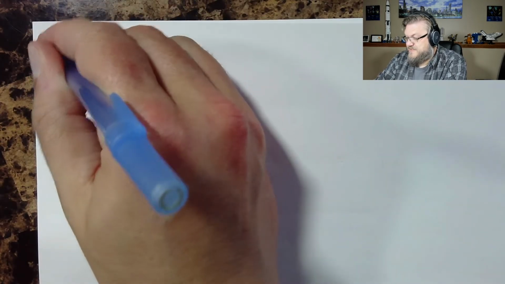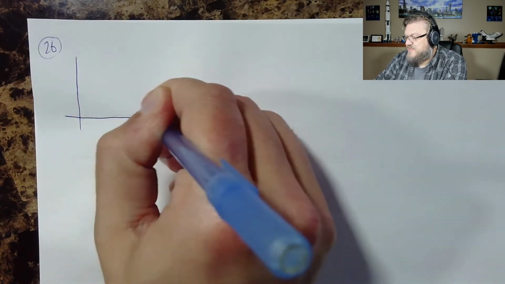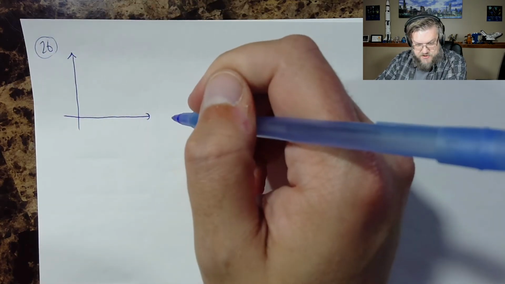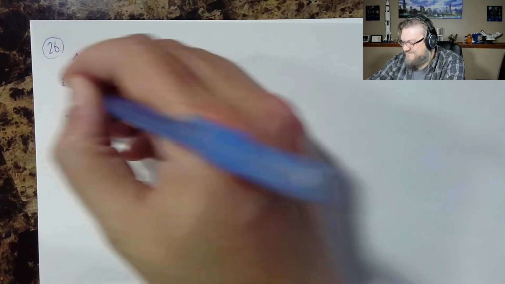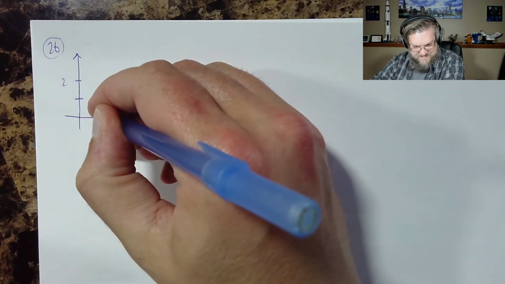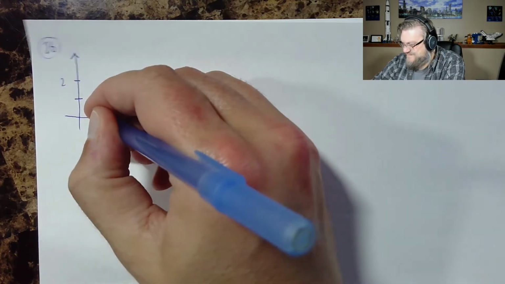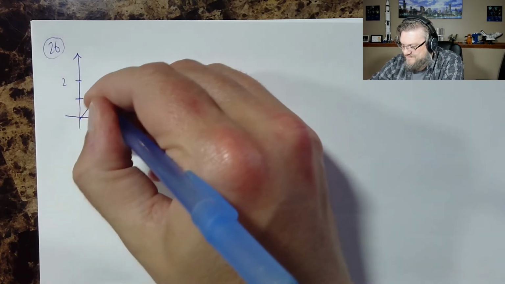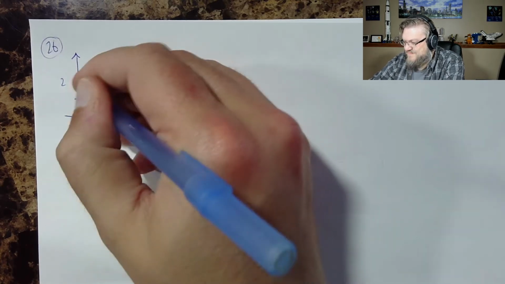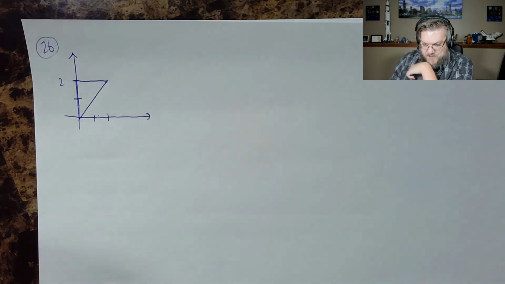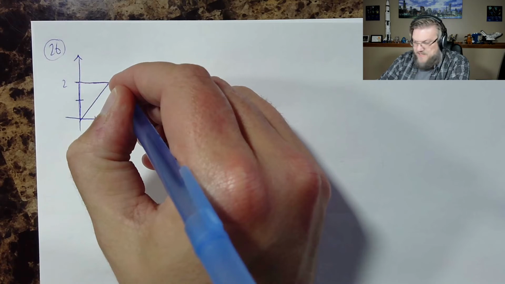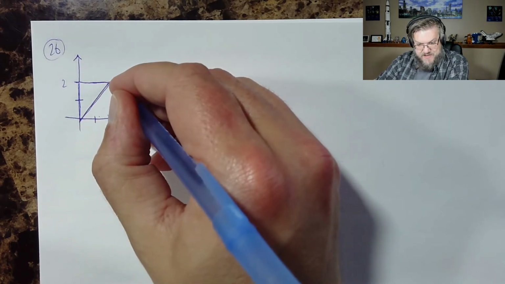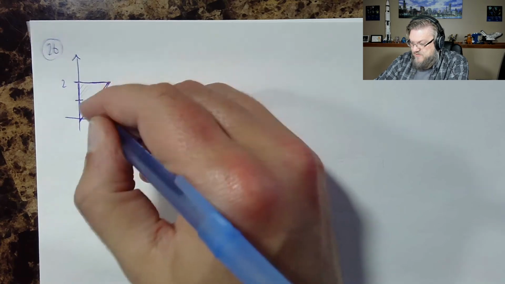So let's see here. We got R. R in this case, so this is 26, looks like a triangle. I think this is the same exact region, because this is y equals 2, so we get that horizontal line. We get y equals x, so that's that diagonal line. And it's this part over here.